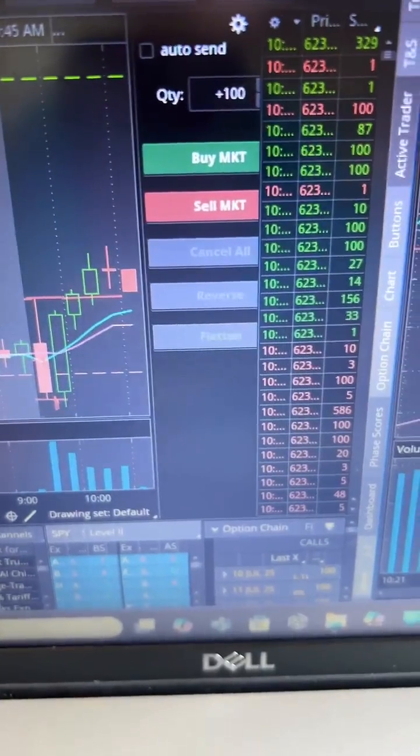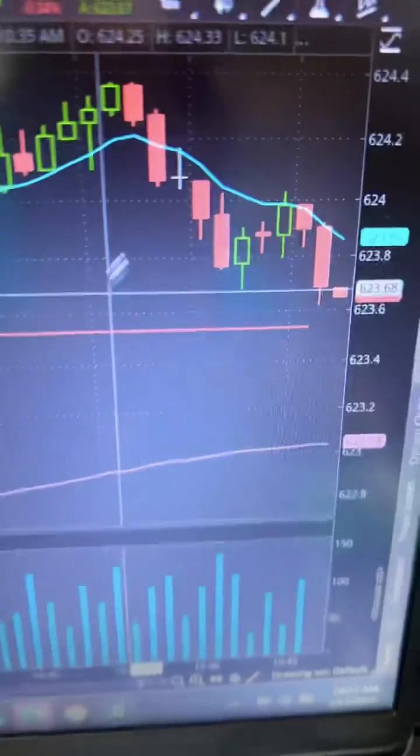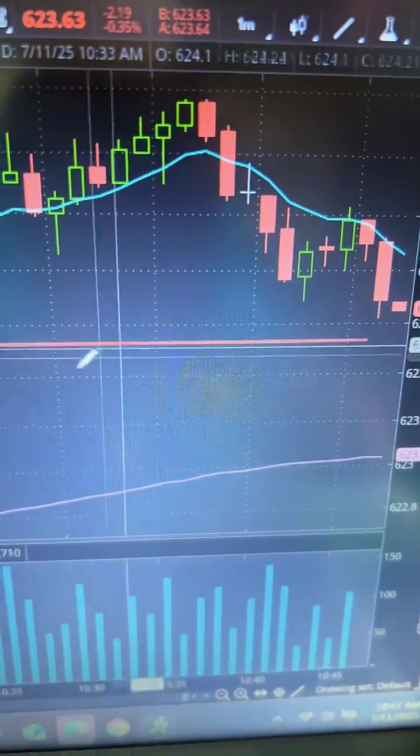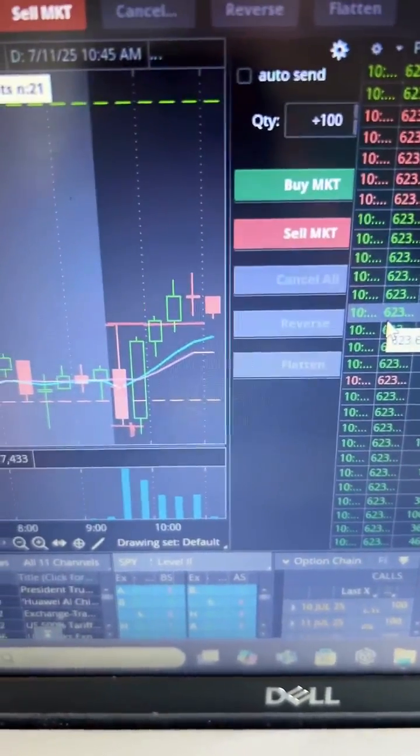The trend is your friend. Always follow the trend of the market. Don't guess. Stick with your strategy. 5%. There you go. Oh my gosh, that is amazing.